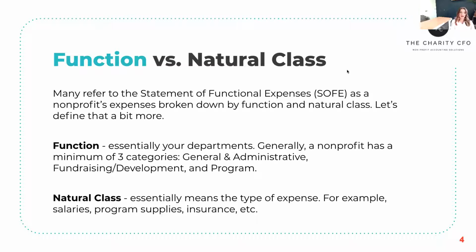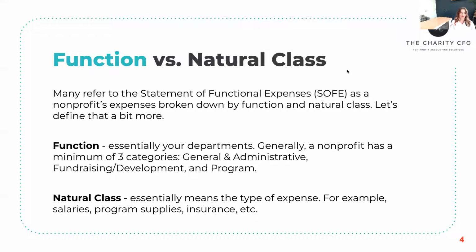And really what a function is, what some people may not realize, it's essentially your departments. Generally, a nonprofit has a minimum of 3 categories, and some organizations have not created quote unquote departments within their organization or within their accounting yet, but the way that the IRS views it and the way that accounting standards view it, generally those 3 basic departments, essentially with any organization, are going to be your general and administrative, so that's one department or function. Another one is fundraising and development. Sometimes those words are used synonymously. So that's usually another function. And then of course, program.